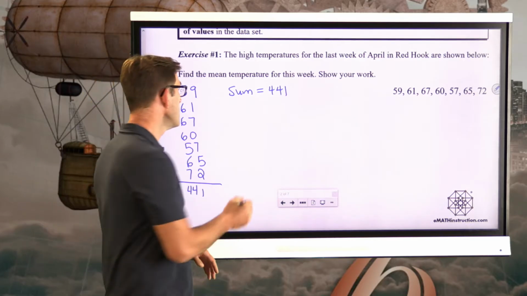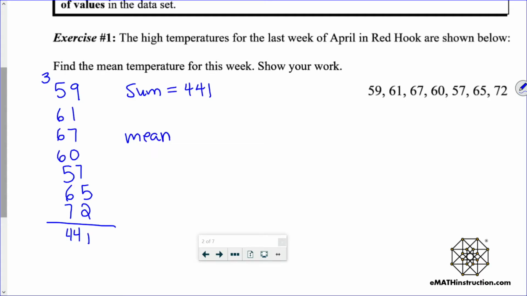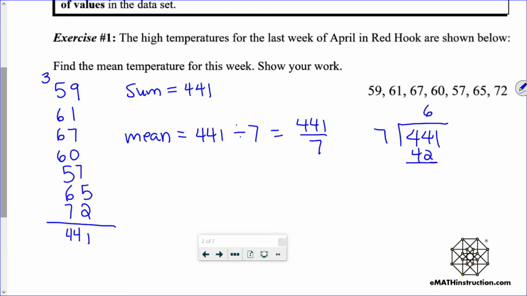Now to find our mean, our mean is going to be 441 divided by 7. That's oftentimes shown in fraction form because it's simply easier to show that. But of course, when we do it, we're probably just going to do some long division here. 441 divided by 7. 7 goes into 44 6 times. That's a grand total of 42. Do our little subtraction. We get 21. 3 times 7 is 21. Subtraction and 0. So our mean, also known as our average, is 63 degrees.